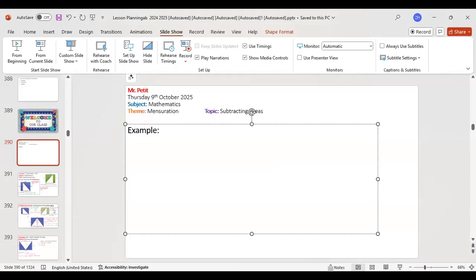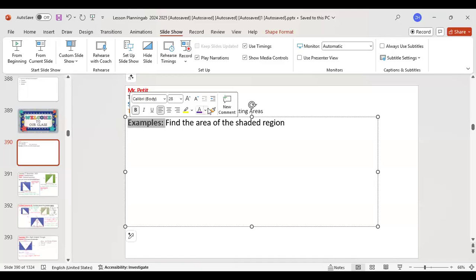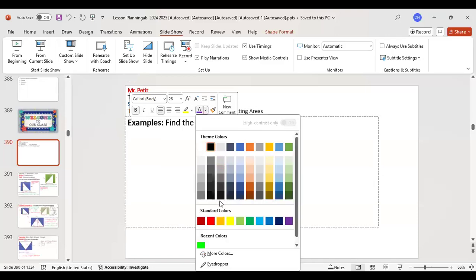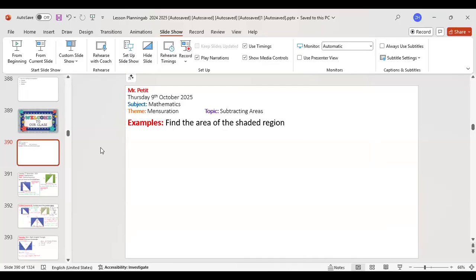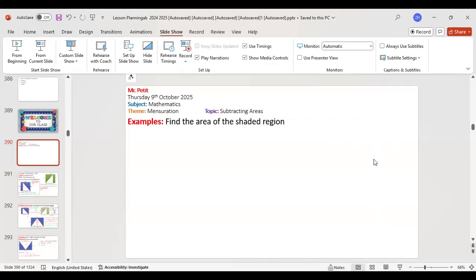Okay, so examples, find the area of the shaded region. Find the area of the shaded region. So when it comes to subtracting area, we typically do that when we're trying to find the area of shaded regions. That's when we typically do that. So let's begin. So we're gonna draw the shape.